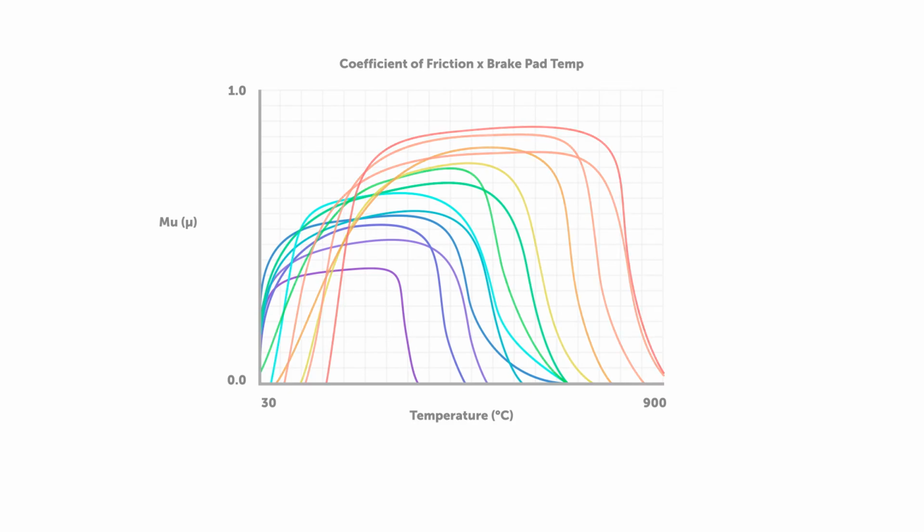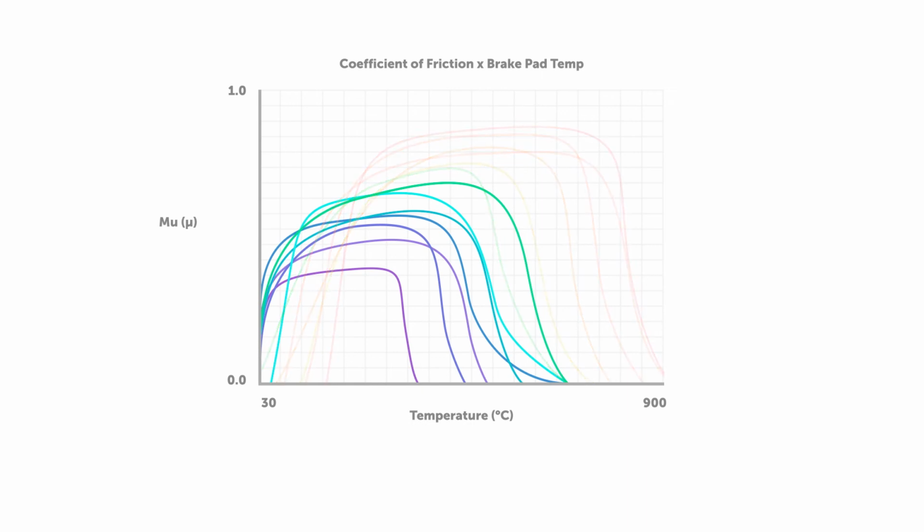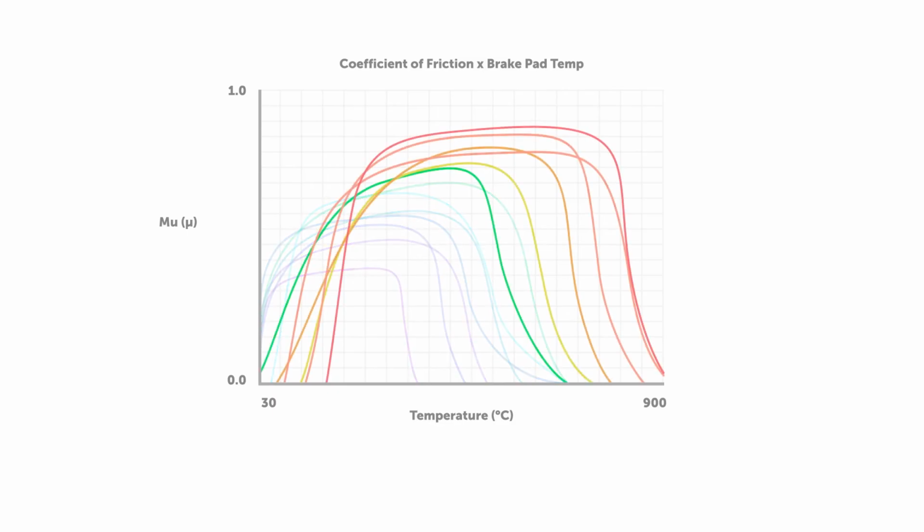We can see here that compounds with higher mu values at lower temperatures tend to have a lower maximum mu value compared to other compounds, meaning compounds that work well from low temperatures are generally those that provide the least braking force. For those capable of the highest mu values, the operating range tends to be at higher temperatures, and this means that the highest friction pads require more heat to produce this friction.